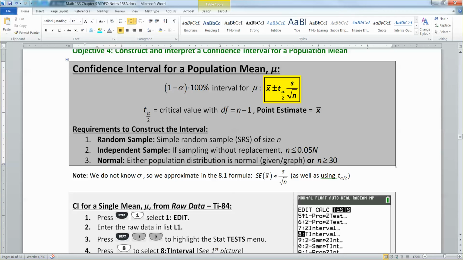And just a little reminder, we don't know sigma, so we have to approximate the standard error with, right, remember SE is the standard error of the sampling distribution of x bar, or standard error of the mean. So it's the standard error of x bar, and it's the s over the square root of n. And that's also why we're using t, because we don't know sigma as well. So we're kind of doing some approximations, some fudging, but it's fudging that works out very, very well, statistically speaking.